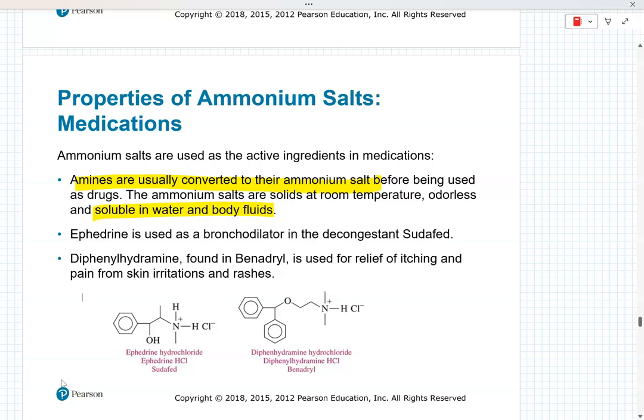A lot of amines are used as drugs. So this one on the left, ephedrine, you can see there is a primary amine which forms a salt with hydrochloric acid. Okay? Does that make sense? So ephedrine is a nasal decongestant. This guy, diphenhydramine, is a quite potent anti-allergy medicine.